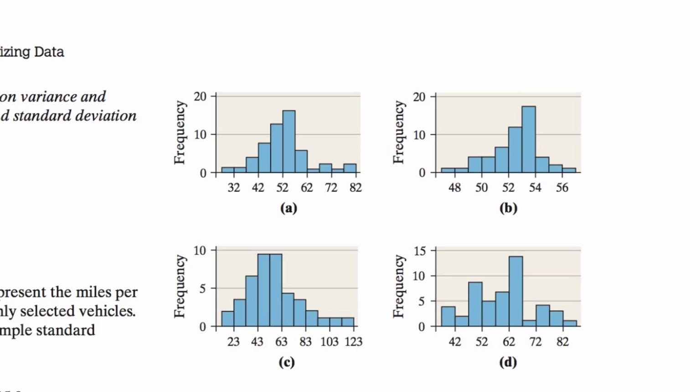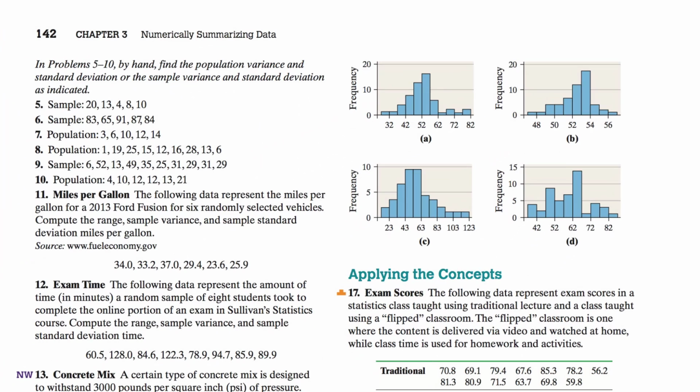Let's take a look at letter B. Now in letter B, we have a different class width here. Again, you'll notice that some of the hash marks are not labeled, but 2 classes covers a distance of 2 units. That would suggest a class width of 1 for the distribution pictured in letter B. That being the case, the range goes from 47 on the low end to 57 on the high end.